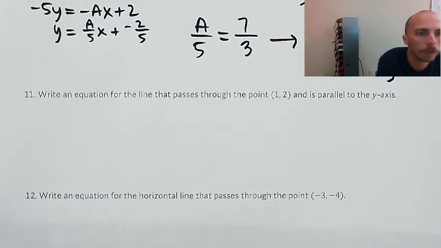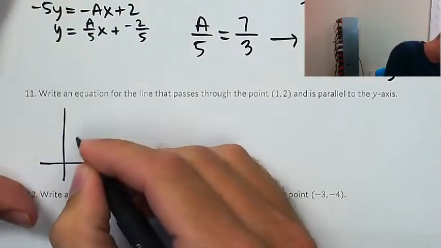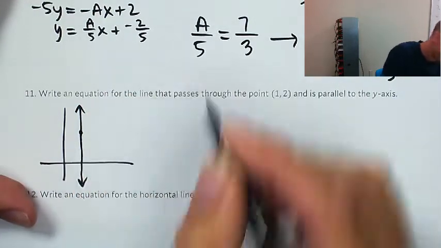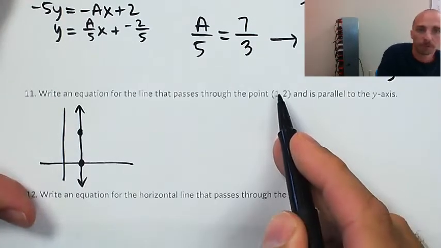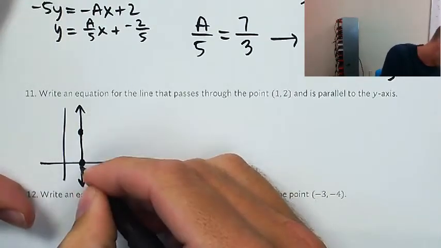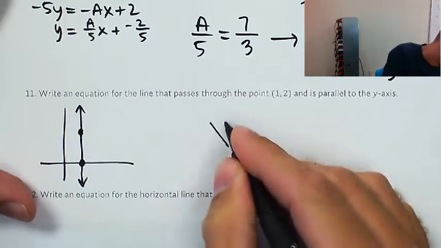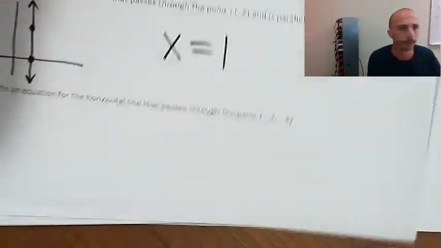So now we're going to write an equation for the line that passes through the point (1, 2) and is parallel to the y-axis. It's a vertical line, so I know it's going to be an x equals. This point has x equals 1. I didn't go side to side. So that's going to also be x = 1 on the x-axis. So I say that this is the set of all points where x is equal to 1.